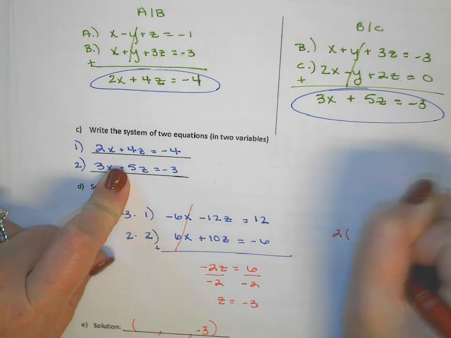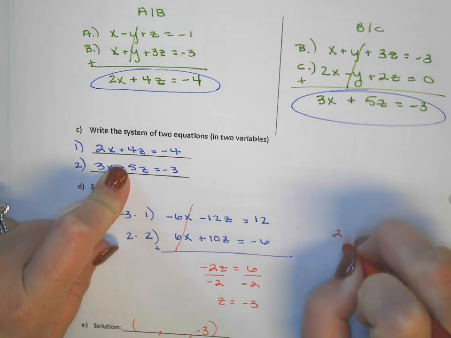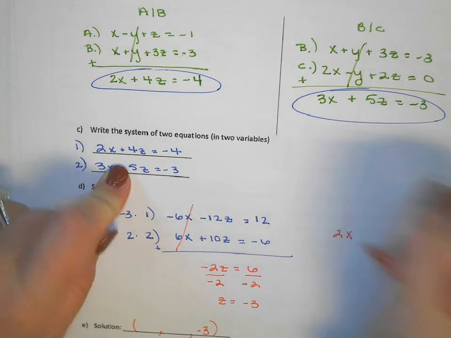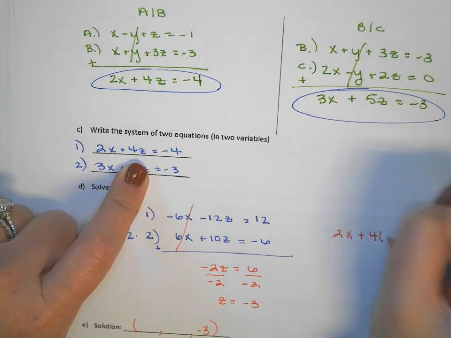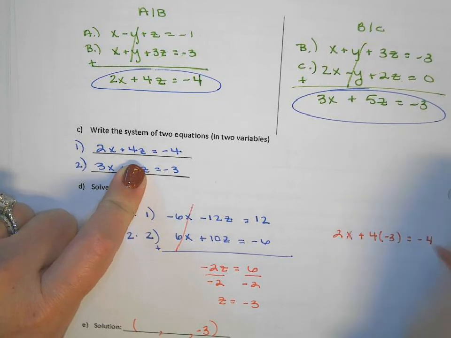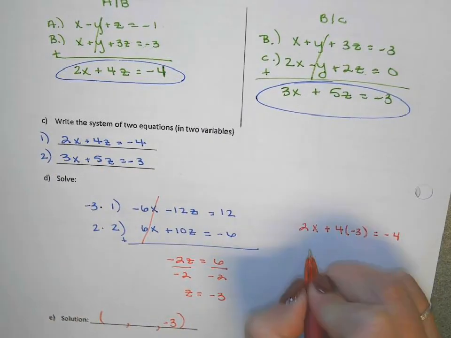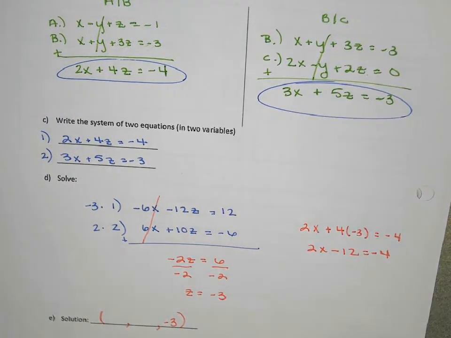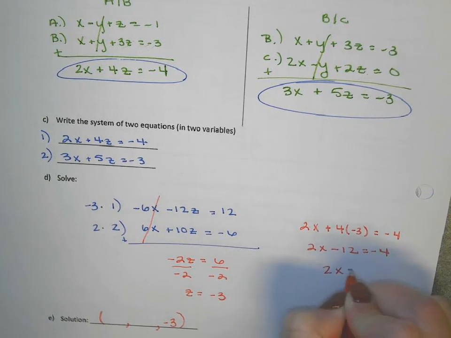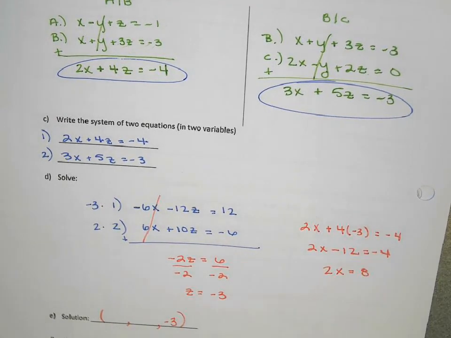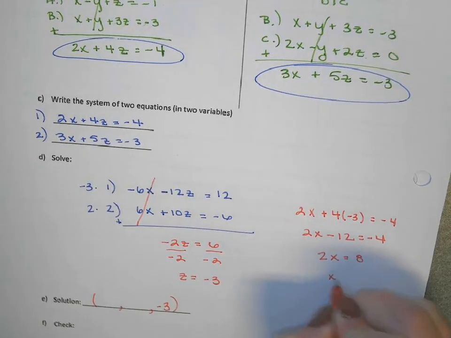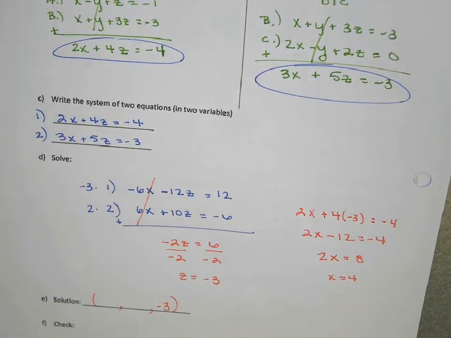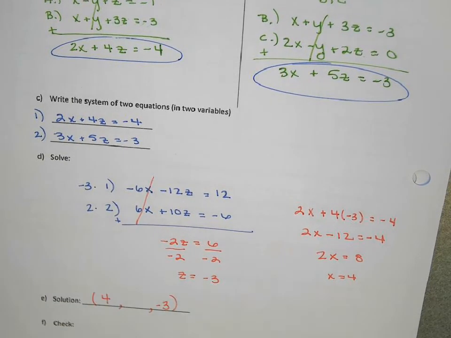So 2 times x, we don't know. If you want to plug it into the first one, you can. You can plug it into the second one too, it doesn't matter. Plus 4 times z is negative 3 equals negative 4. And we're going to have to solve this. 2x minus 12 equals negative 4. Add 12 on both sides. Divide by 2 on both sides. You should get that x is 4. So I'm also going to fill that into my solution in the x spot.